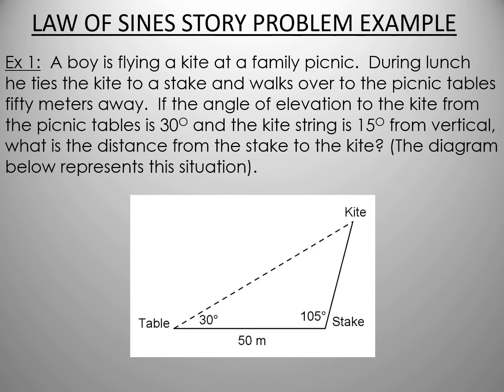So, in our example, it says a boy is flying a kite at a family picnic. During lunch, he ties the kite to a stake and walks over to the picnic tables 50 meters away. If the angle of elevation to the kite from the picnic tables is 30 degrees, and the kite string is 15 degrees from vertical, what is the distance from the stake to the kite? The diagram below represents this situation. Note that the 105 degree angle is 90 degrees plus the 15 degrees from vertical that was described.